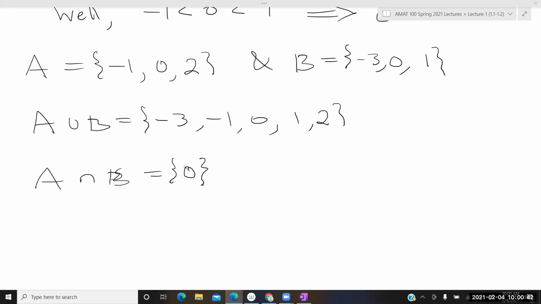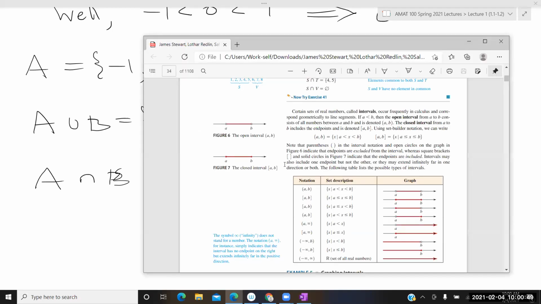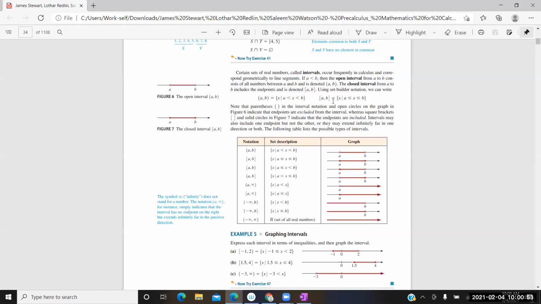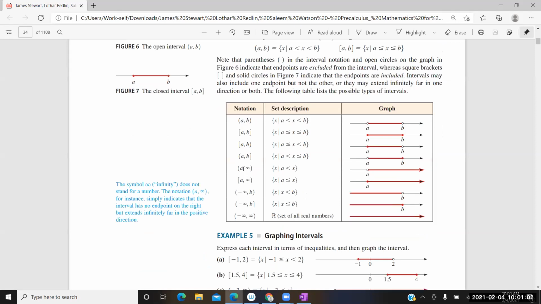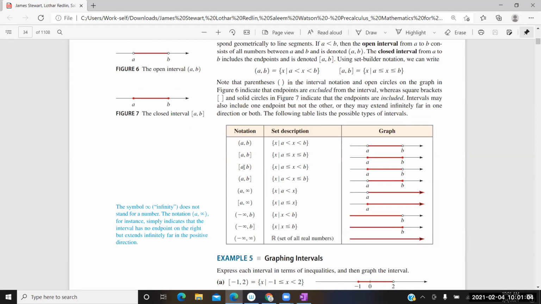Let me pull up the textbook. Hopefully this is working. So we looked at open sets. This is the open set right here. This is the closed set right here. And we have variants. And the symbols that you use should pretty well indicate how the set is defined.